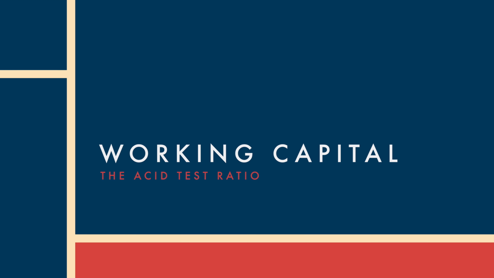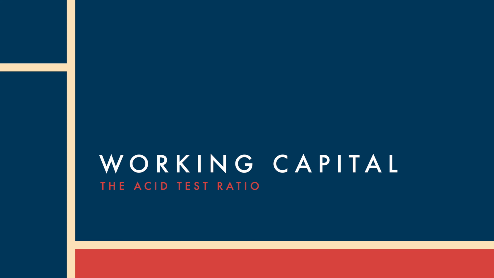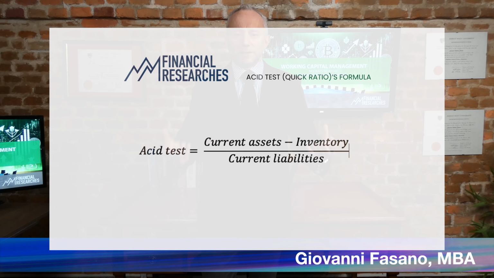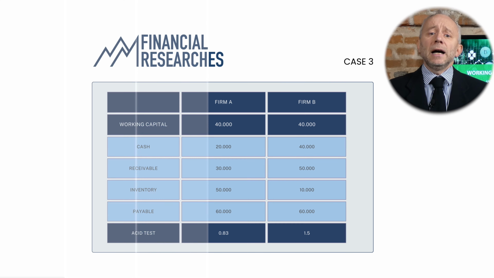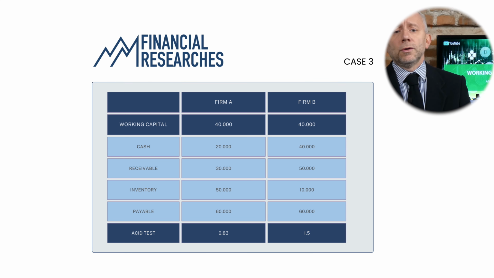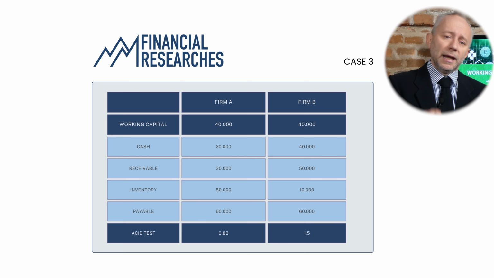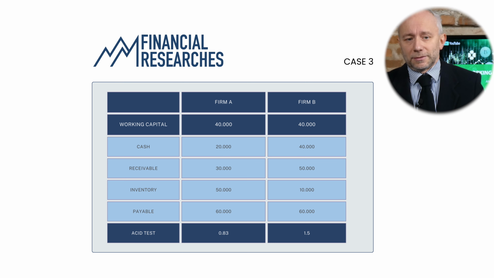So, to better analyze the impact of inventories, we can use the acid test, which excludes inventories from working capital, focusing only on the most liquid assets, such as cash and trade receivables. The formula is this one depicted in the picture. Practical example. Imagine two companies with the same total working capital, 40,000 euros. As you can see, in the second row, the working capital for both companies, A and B, is 40,000.